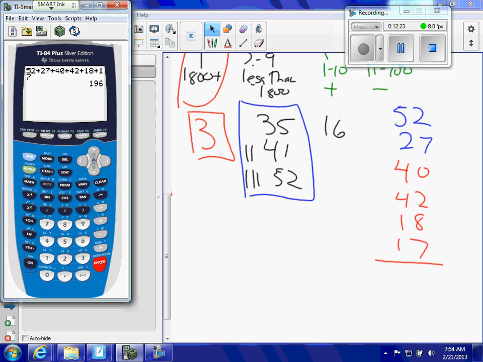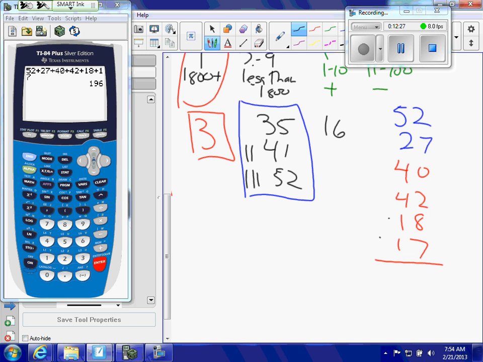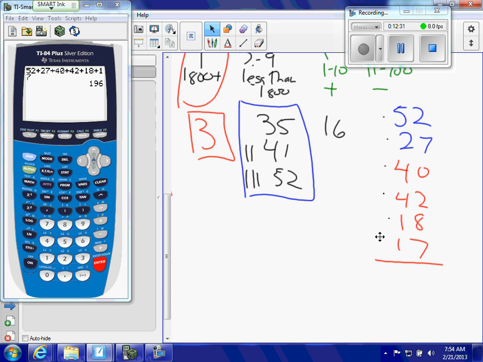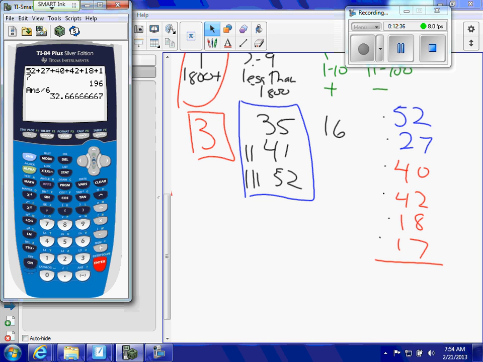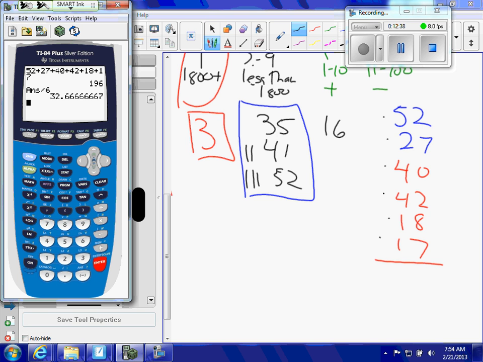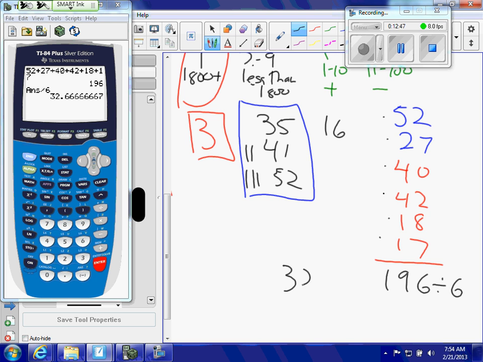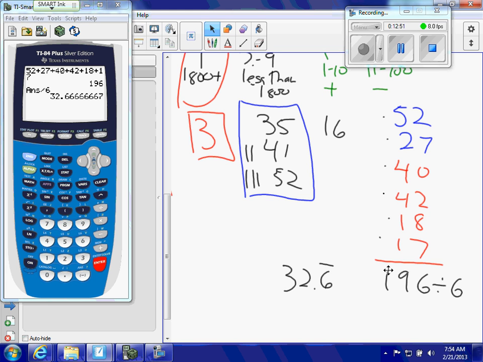I'd add those up. I would divide by 6 because I have 1, 2, 3, 4, 5, 6 scores. So that was 196, and I divide by 6 tries. And that tells me 32.6 is the average number of envelopes I would have had to open. And that would be the solution to this problem.